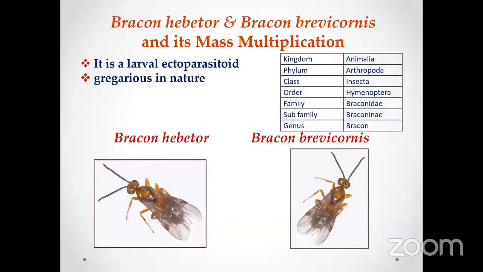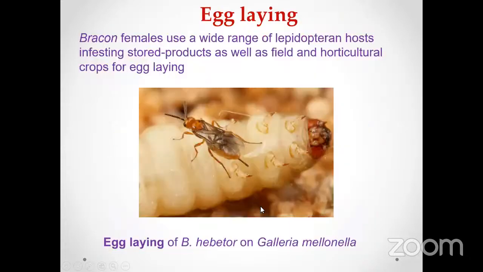And Bracon is a gregarious ectoparasitoid and a very useful parasitoid. This is used for management of larval stages in different crop ecosystems. In Bracon, we have 2 types: one is Bracon hebetor and another one is Bracon brevicornis. In our NIPHM, we have Bracon hebetor. Here you can see the female of Bracon hebetor, which is easily identified with the help of a long ovipositor. The female is laying eggs on this host insect.